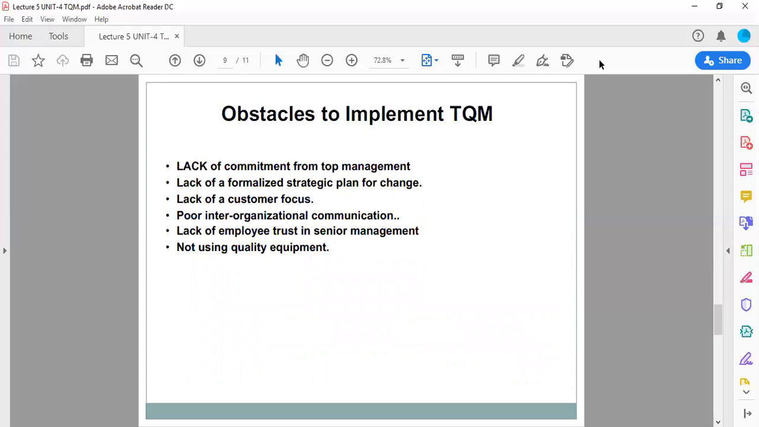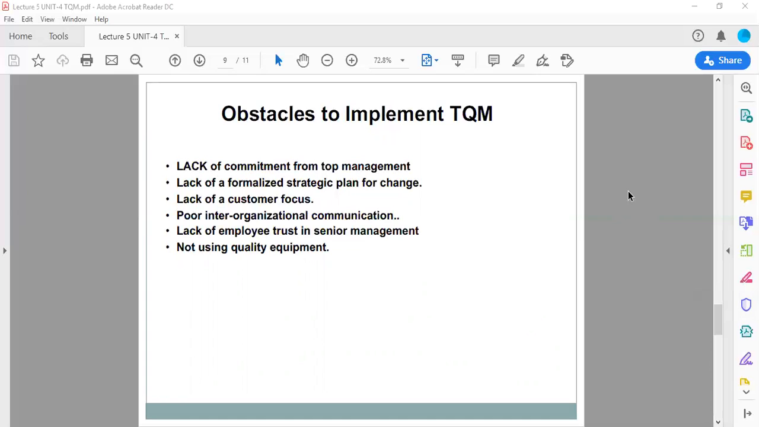Okay. Now let us go to the obstacles to implementing TQM. For implementing TQM, there is a lack of commitment from the top management. Next is the lack of a formalized strategic plan for the change. Next is lack of customer focus. Poor inter-organizational communication, lack of employee trust, and not using quality equipment. So these are some obstacles.